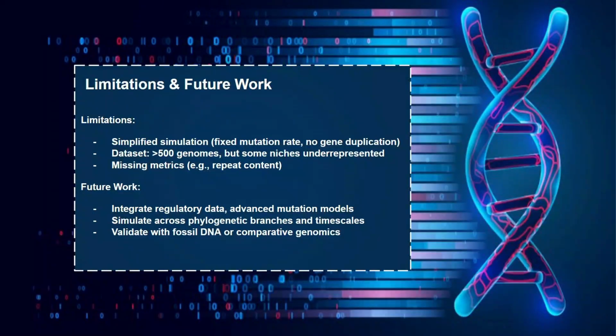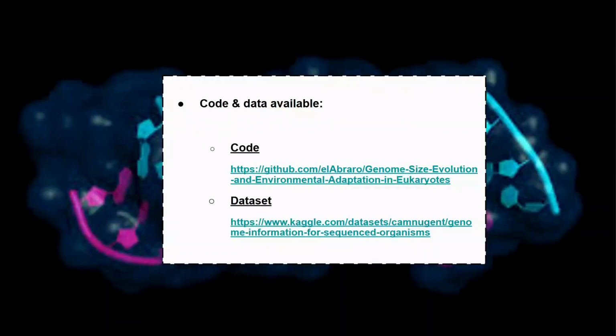Another step is to simulate evolution across different phylogenetic branches and timescales to see how genome trends emerge over millennia. Finally, validating these simulations against real-world evolutionary trajectories, for example, using fossil DNA or comparative genomics, should strengthen the conclusions and connect our model to biological history. These extensions would make the model more realistic and deepen our understanding of genome evolution as a dynamic, environmentally responsive process.